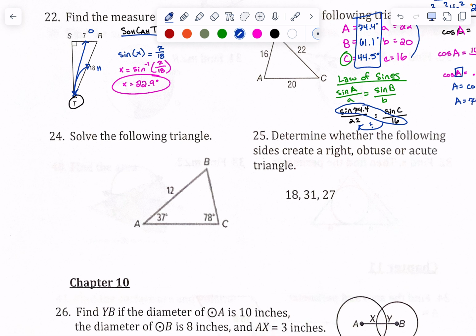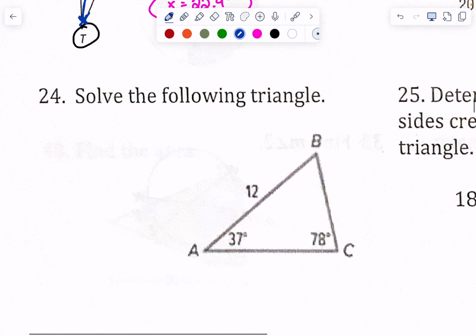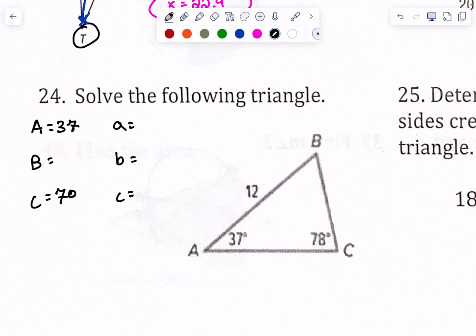Yep. Okay, this one is solve the following triangle again. So, law of sines and law of cosines. A, B, C. Now again, on the test it won't say solve the following triangle. It'll be like solve for little a, or something. Okay, what do we know? Angle A is 37. Angle C is 78. And then little c is 12.